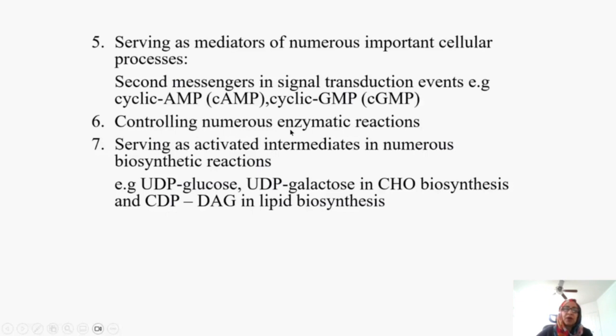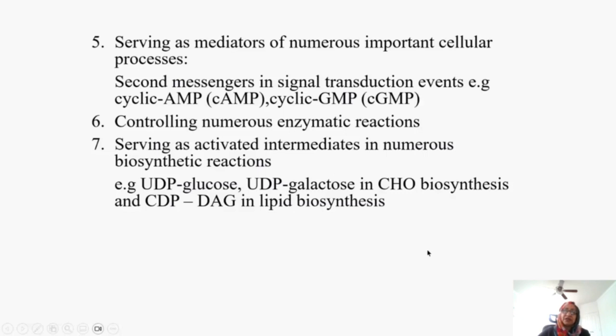We see nucleotides also in numerous reactions. We need them to activate many molecules. I'm pretty sure that you already had glycogen metabolism. When you start glycogen metabolism, for example, you cannot start with free glucose. You have to have glucose activated to be built up into glycogen. And this activation is through a nucleotide, which is UDP, uridine diphosphate.